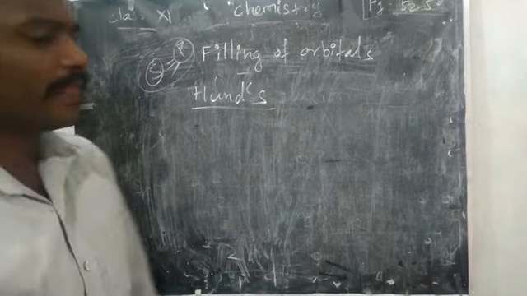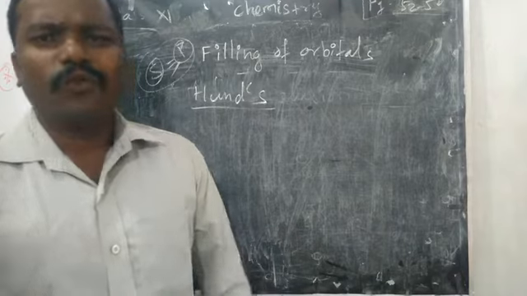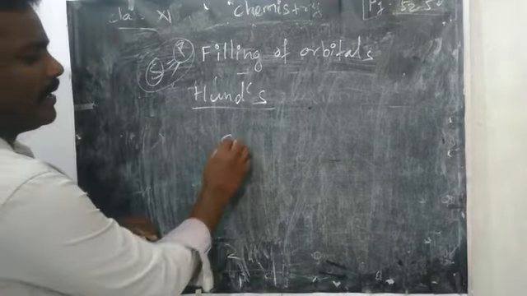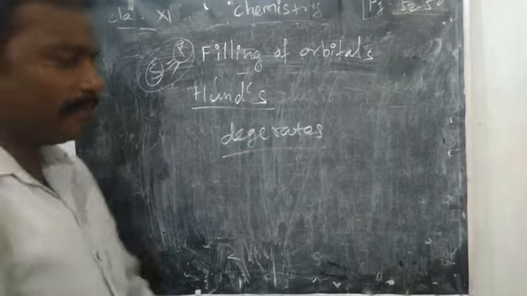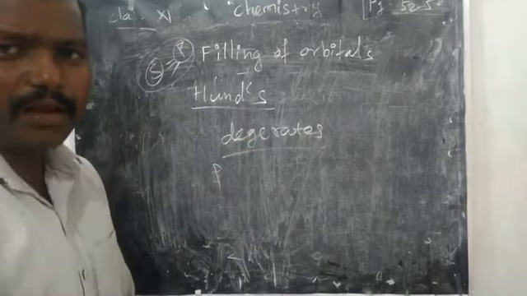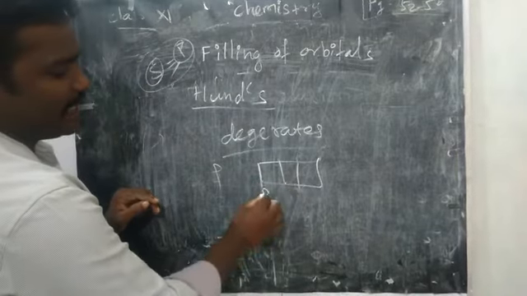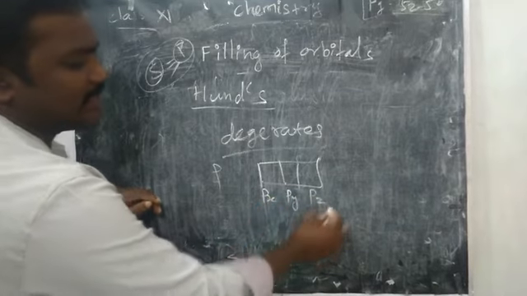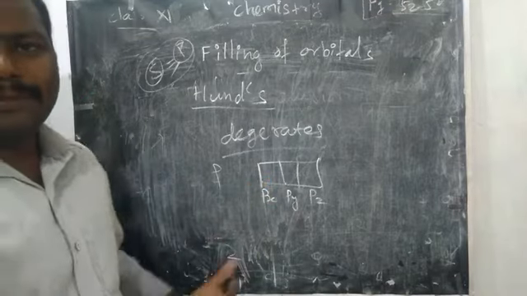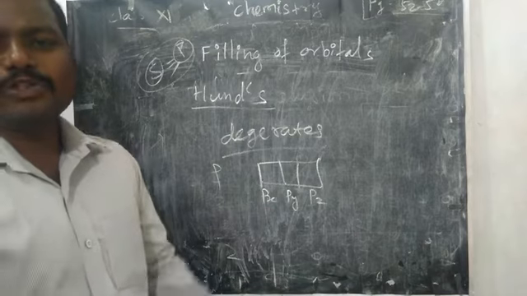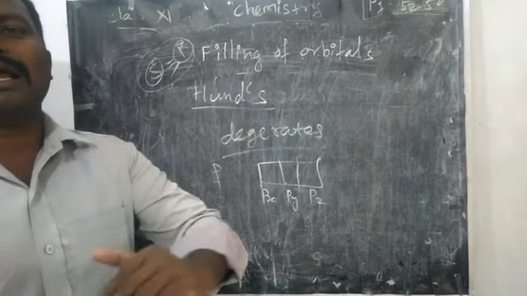What do you mean by Hund's rule? See, the Aufbau rule told that we can fill the electrons from lowest energy to highest energy. What about the degenerate orbitals? What do you mean by degenerate orbitals? See, p orbital, if you take the p subshell, what will happen? It may have three orientations: px, py, pz. Okay. So, if you want to fill the electrons in the p orbital, which one is the lowest energy? Which one is the highest energy? No, we already know what a degenerate orbital is: all are having equal energy.